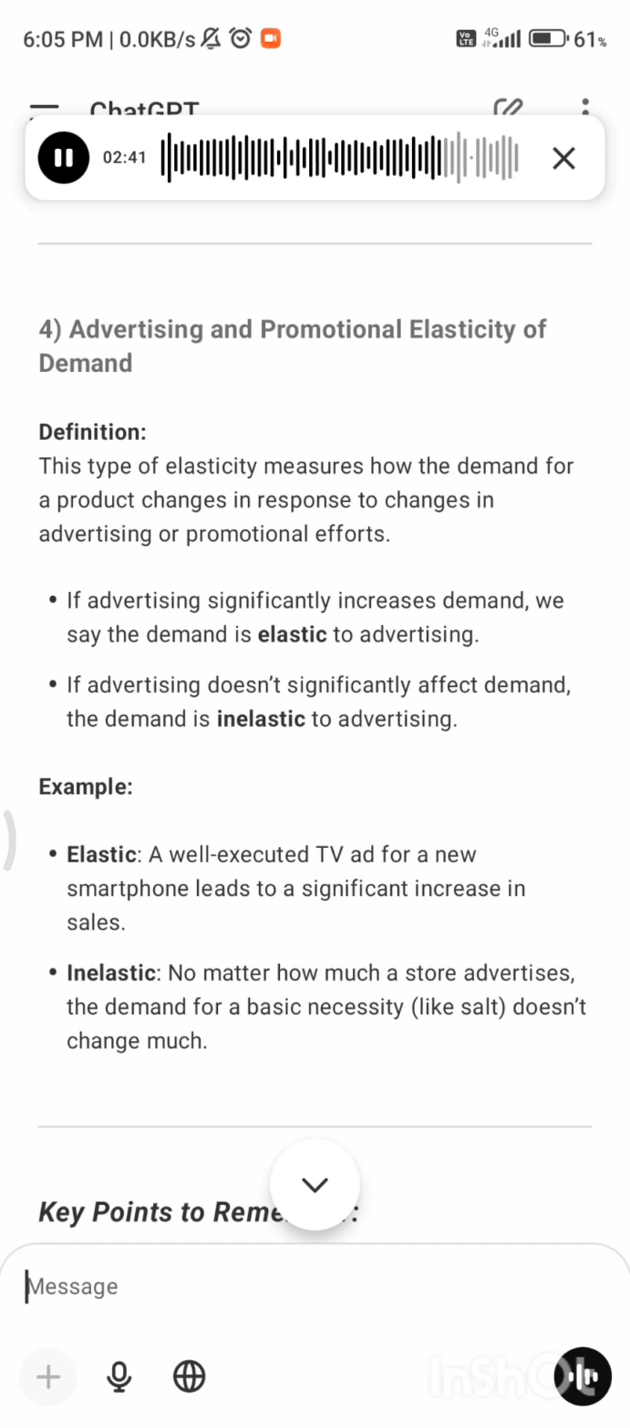Example: elastic. A well-executed TV ad for a new smartphone leads to a significant increase in sales. Inelastic. No matter how much a store advertises, the demand for a basic necessity, like salt, doesn't change much.